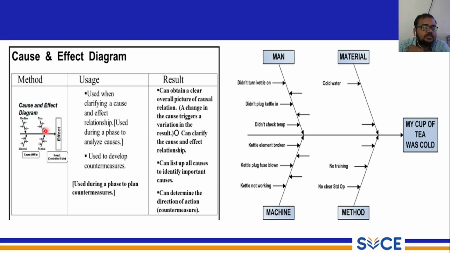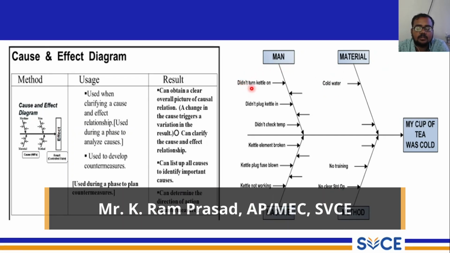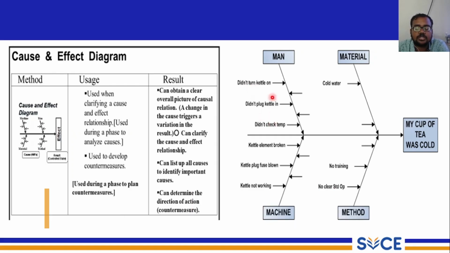You could see here, usually it is categorized as men, machine, material, and method. These are the causes. Now, you could take the example which has been listed here. My cup of tea was cold. That is my problem, or probably my effect. So what could be the causes for it? When it comes to material, you could see that cold water can be one of the root causes. When it comes to man, you could see that ignorance of turning the kettle on, not plugging in the kettle, or not checking the temperature could be the root causes.